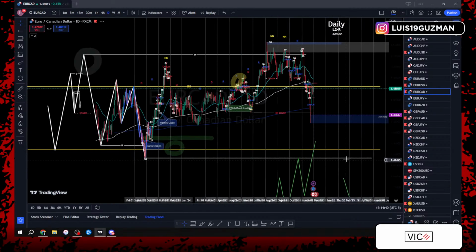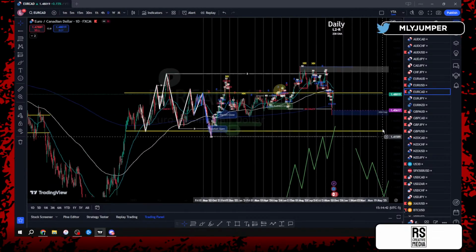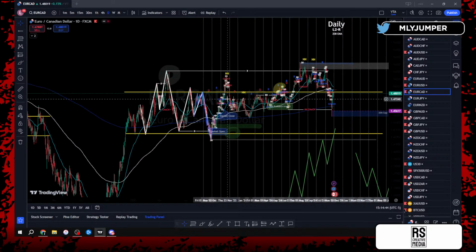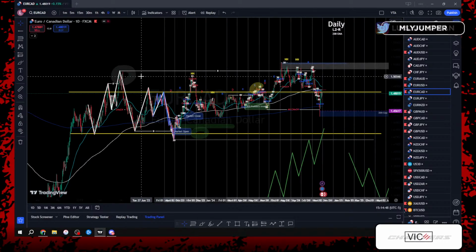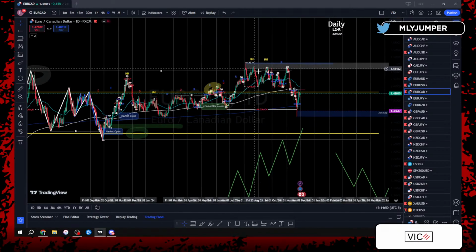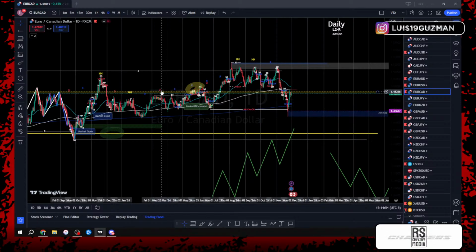Very similar with EURCAD, right? We're in V1, we're looking for that second push to the top side. We still haven't broken above our zone of consolidation. We still haven't broken above our daily high. We're just still testing. We got a pullback. Price continues to make lower lows and lower highs.